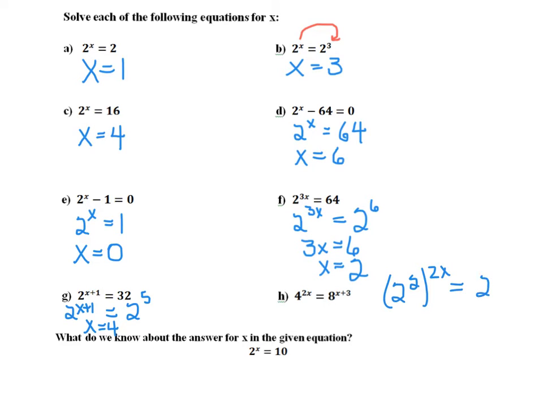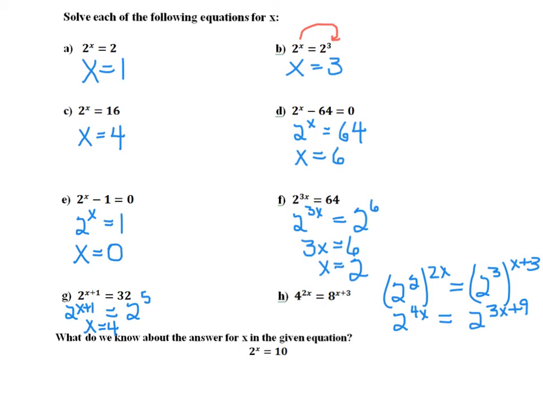8 is 2 to the third power, and I'm raising that to the x plus 3. Now remember your rules for exponents. When I raise a power to an outside power, think about what you have to do with those exponents. We'll need to multiply those exponents together. So on the left side, 2 to the 4x. On the right side, let's take that 3 and multiply it by x plus 3. So that gives me 3x plus 9.